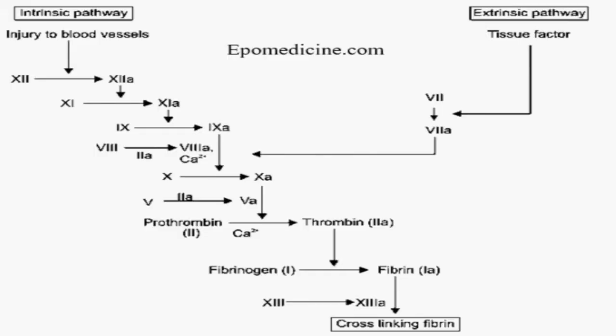Now what happens up here at the very top where you see factor 12, when we have injury to a blood vessel, some sort of damage like a cut on our skin, this is what happens. This factor turns into this factor, to this factor, and all these things have to take place in order to form a stable mesh clot of fibrin.